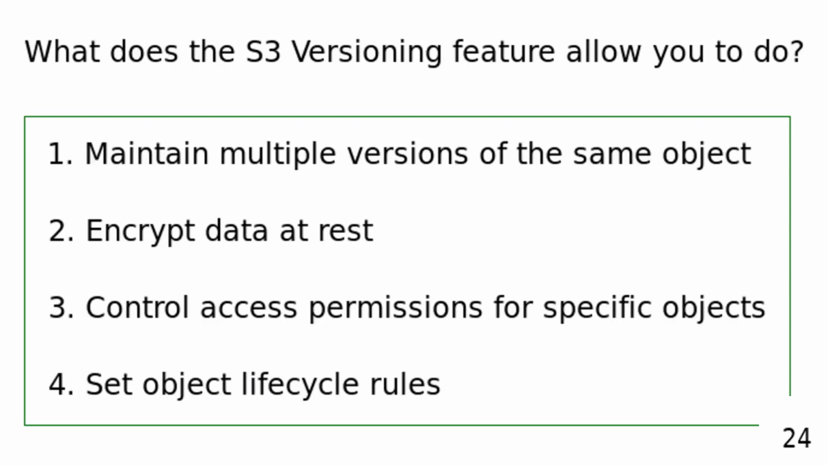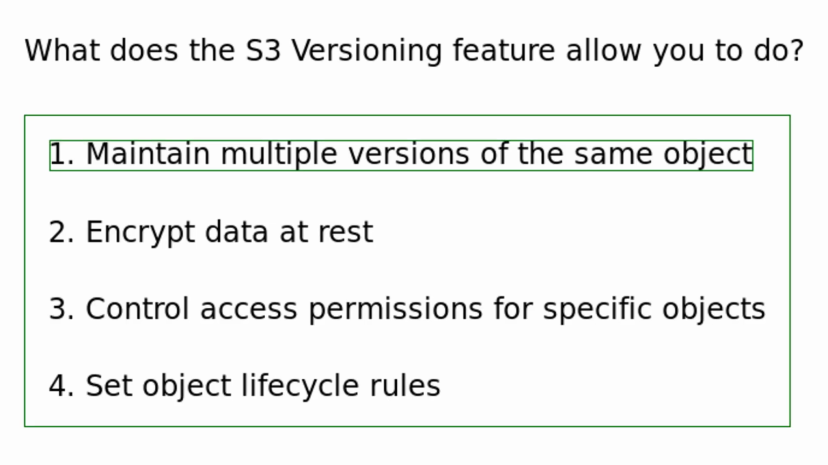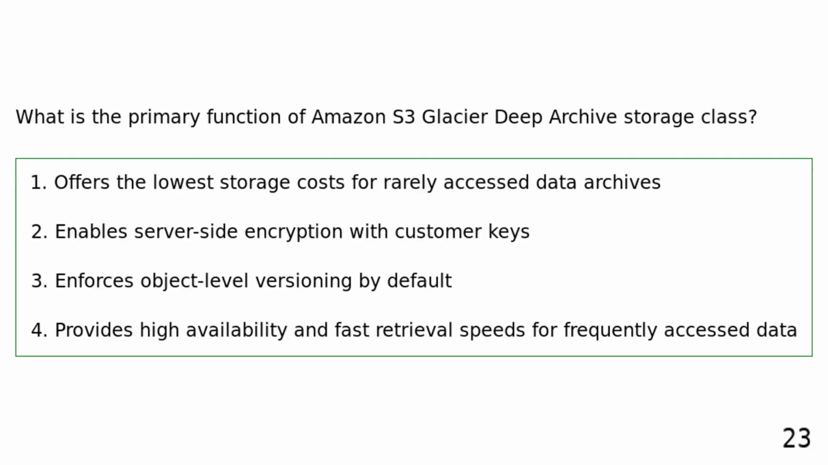What does the S3 versioning feature allow you to do? Maintain multiple versions of the same object. Encrypt data at rest. Control access permissions for specific objects. Set object lifecycle rules. S3 versioning automatically maintains a history of all object versions uploaded, allowing you to roll back to previous versions if needed.